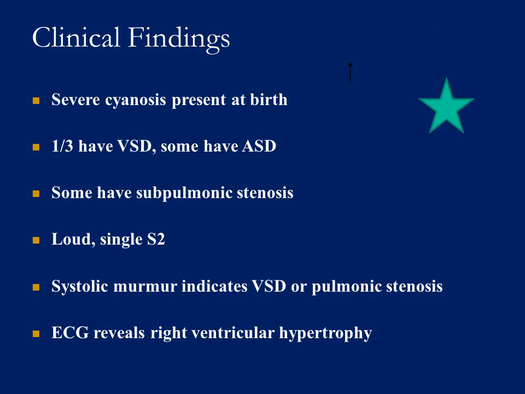49. Clinical findings. Severe cyanosis present at birth. One third have VSD, some have ASD. Some have subpulmonic stenosis. Loud, single S2. Systolic murmur indicates VSD or pulmonic stenosis. ECG reveals right ventricular hypertrophy.